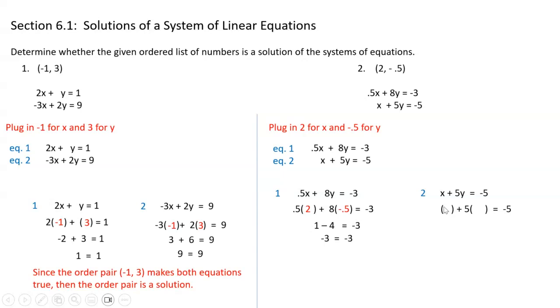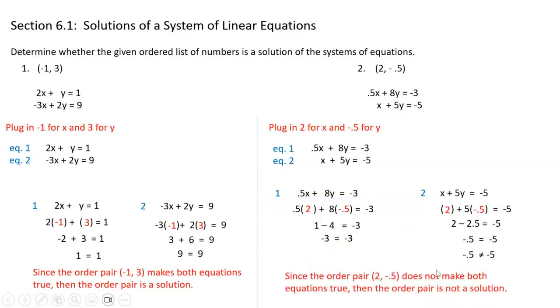Again, repeat the process. I'm going to plug in 2 for x and -0.5 for y. In this case, after we evaluate the left side, it's going to give us -0.5 equals -5. And this is not true, right? Because -0.5 is not equal to -5. So therefore, this point is not a solution to the system because it does not make both equations true. So number 1 is a solution and number 2 is not a solution. Okay.